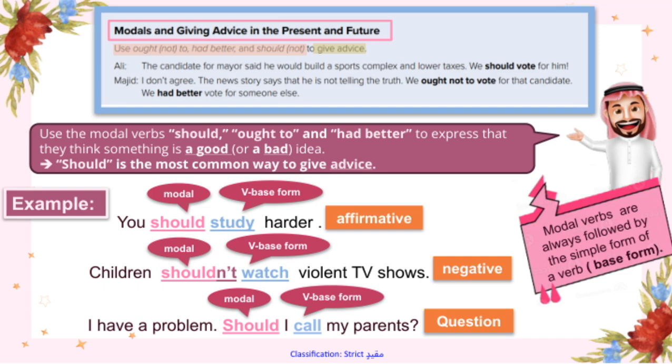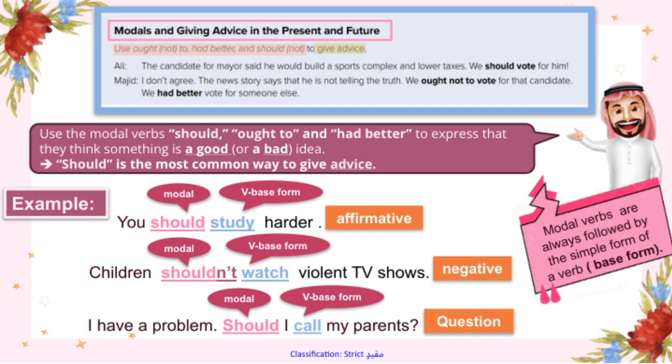In negative sentences, we can say, "Children shouldn't watch violent TV shows," where shouldn't is the contraction of should not. And again, it's followed by the base form, watch. For affirmative sentences, we might say, "You should study harder," which means it's a good idea to put more effort into studying. Remember, modal verbs like should, ought to, and had better are used to express advice or recommendations.